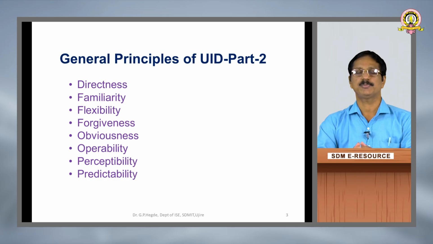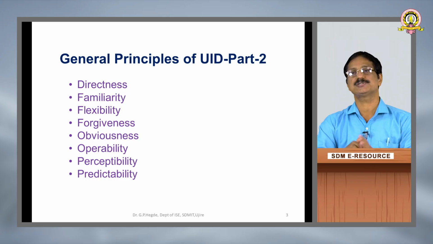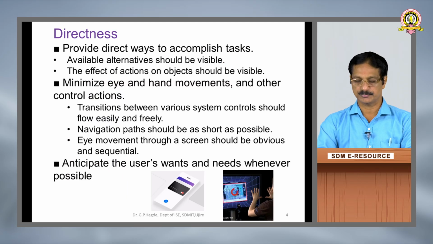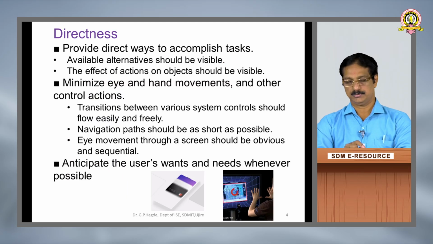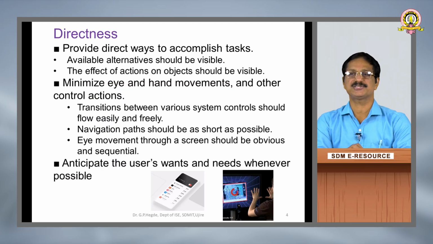Hence, as part 2, we will see some principles like directness. We should have familiarity, we should have flexibility, we should have some forgiveness with the computer. Some obviousness is important. Operability, perceptibility, predictability are also very important principles. So what is directness as one principle?